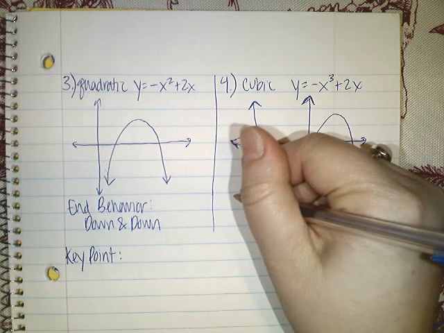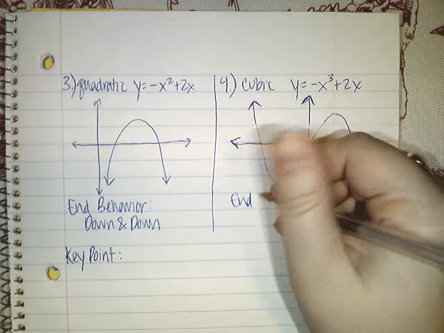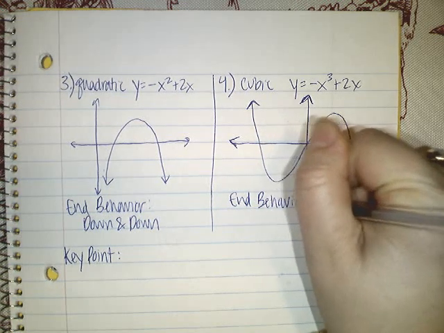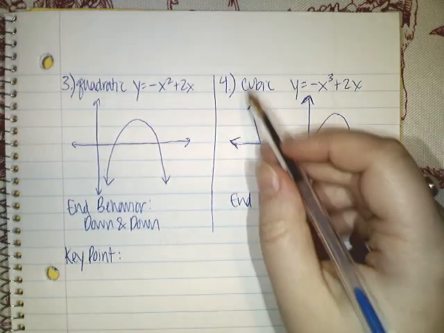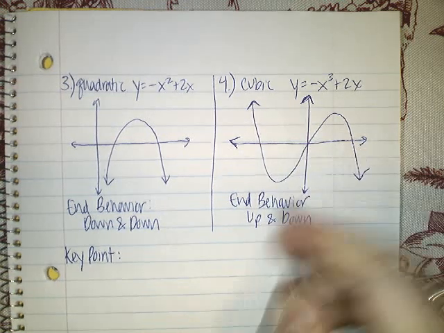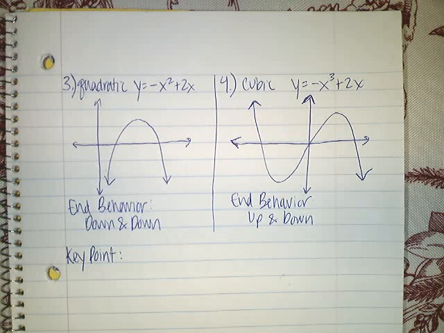Last but not least, I have my cubic. Again, it's slightly different this time. So my end behavior, it's another cubic function, but this time the left side goes up and the right side goes down. So it'll be up and down for my end behavior.